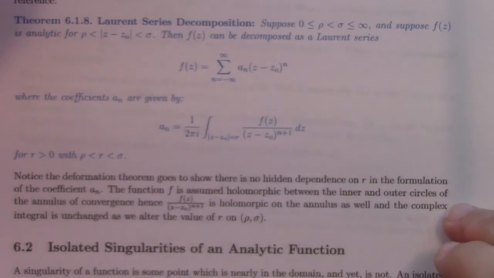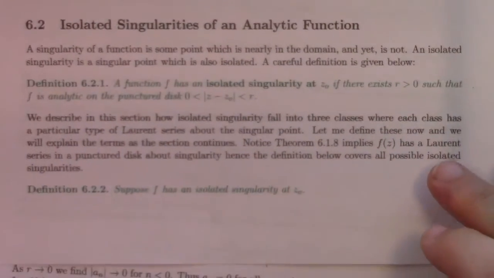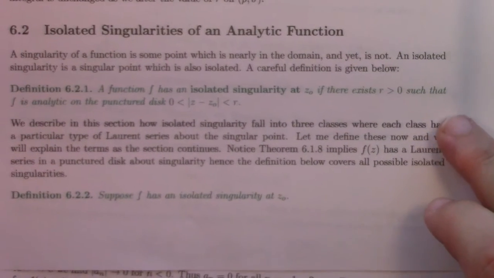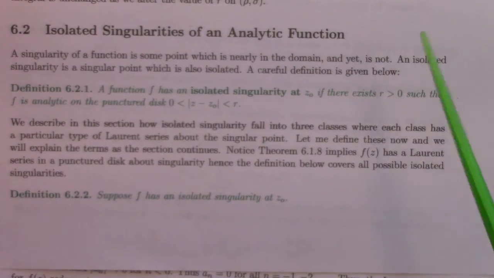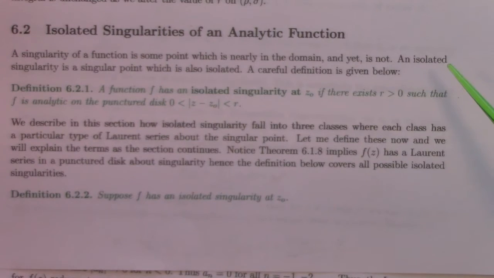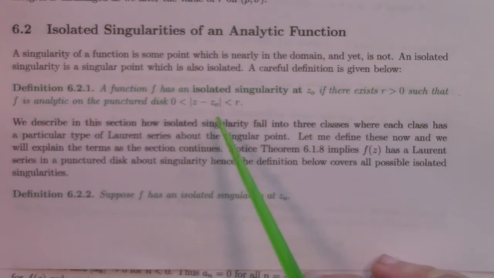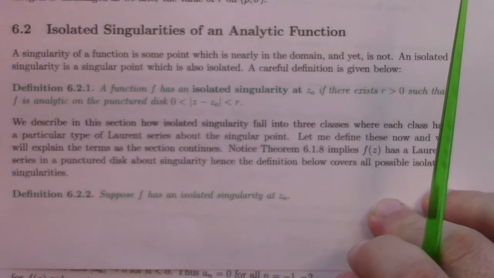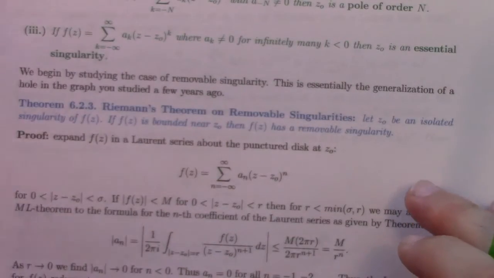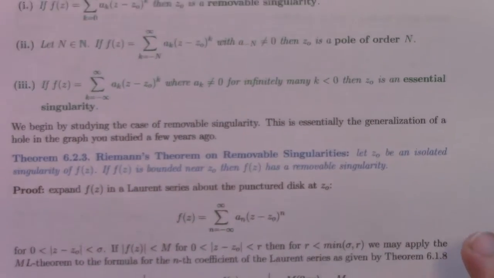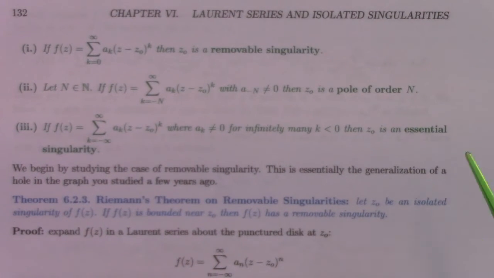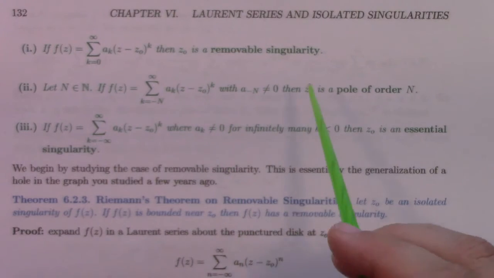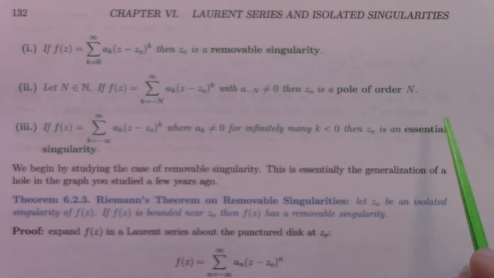All right. So the next section is on isolated singularities of an analytic function. I'll talk through these results too. They're pretty simple. So it's an isolated singularity if the singularity is isolated. In other words, if there's a punctured disk that you can look at where that's the only singularity. So we have three kinds. There are three kinds of isolated singularities. You've got yourself the removable singularity, you have the pole of order n, and you have the essential singularity.